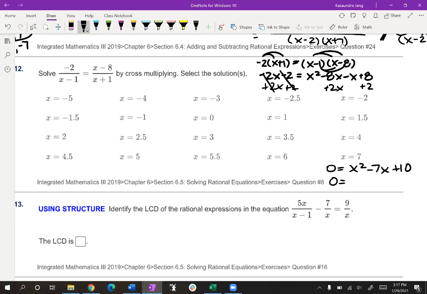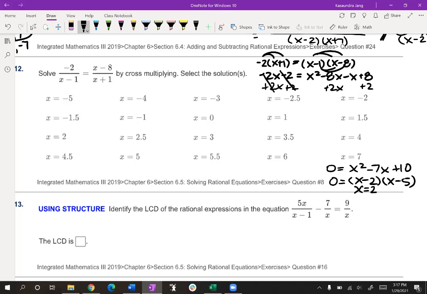So let's see, multiplying to be 10 and adding up to -7. 1 times 10, 2 times 5. Oh, I think a 2 and a 5 has to do with a 7. I'm going to make them both negative though. x minus 2 and x minus 5. Again, -2 times -5 is the positive 10, and -2 minus 5 is -7. Okay, so that helps me find my x values.